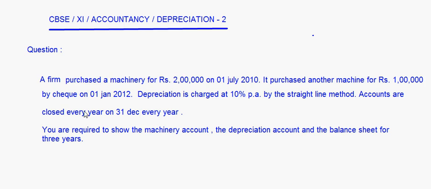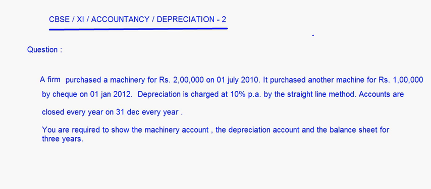A firm purchased a machinery for rupees 2 lakh on 1st July 2010. It purchased another machine for rupees 1 lakh by check on 1st January 2012. Depreciation is charged at 10% per annum by the straight line method. Accounts are closed every year on 31st December. You are required to show the machinery account, depreciation account, and also the balance sheet for the 3 years.